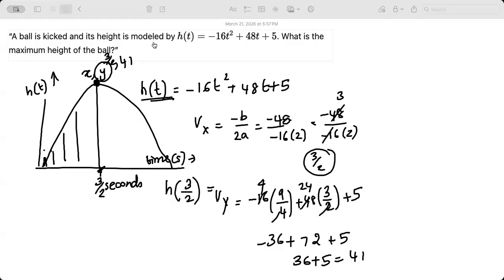But did we do it correctly? I feel something is wrong. Y coordinate minus 16 t square is correct, plus 48 t is 3 by 2 and then a plus 5, right? So 4 4s are 16 minus 36 plus 72, 24. 72. 36 plus 36 is 72. I'm getting 41 feet. Got it? I did another problem.